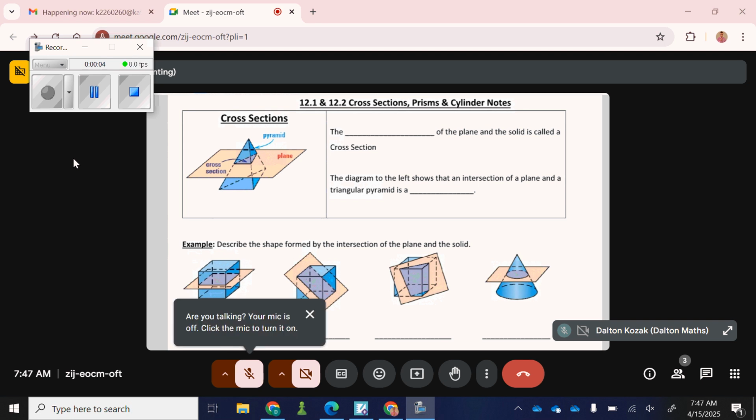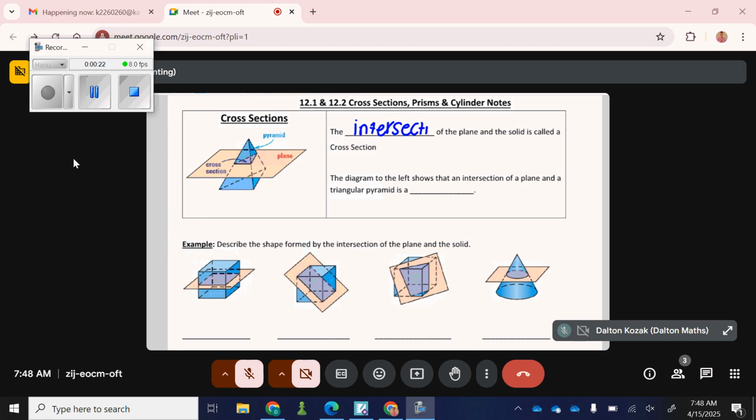Today we're going to be looking at cross sections of prisms and cylinders, and also some surface area. So to get started, the intersection of the plane and a solid or 3D shape is called a cross section.